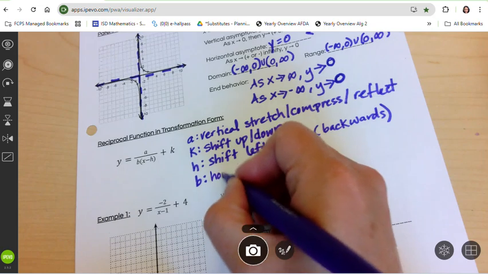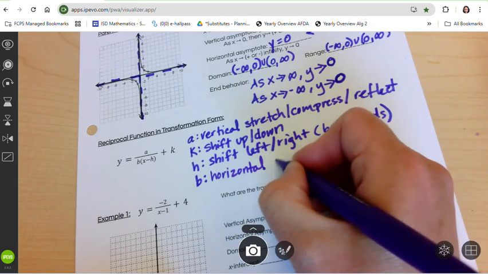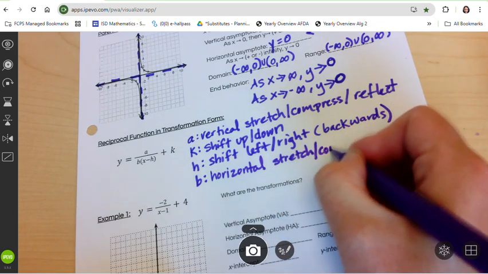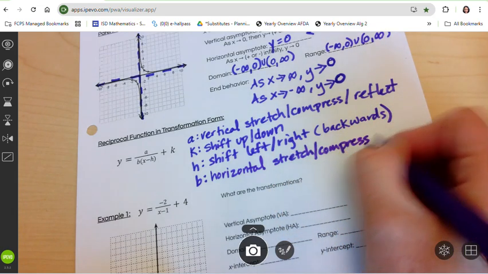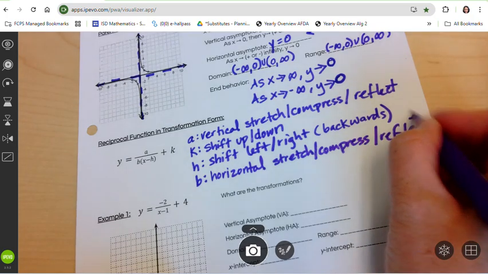This one is horizontal. Stretch, compress, reflect, and also happens backwards.